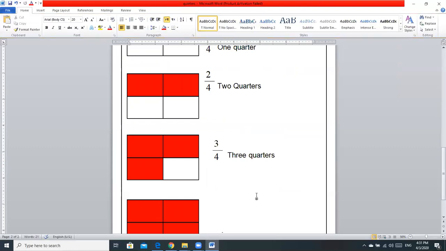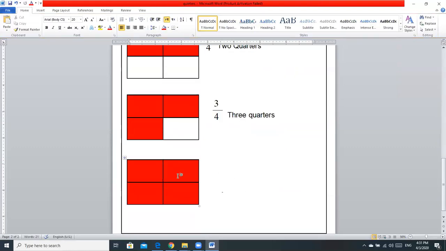I eat 3/4. Okay. What if we eat the 4 parts from the four? I cut my chocolate into 4 parts and I eat the 4 parts. It means I eat what? A whole. Excellent. Here I eat 3 parts from the four. But here I eat 4 parts from four, which means I eat a whole chocolate.